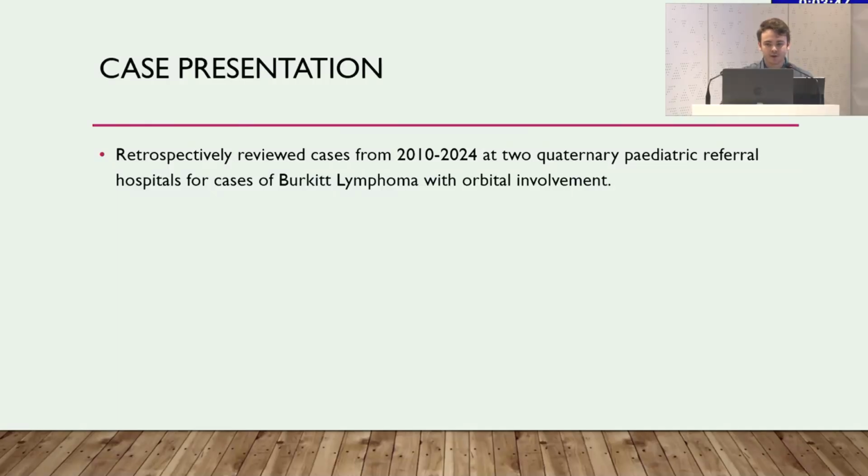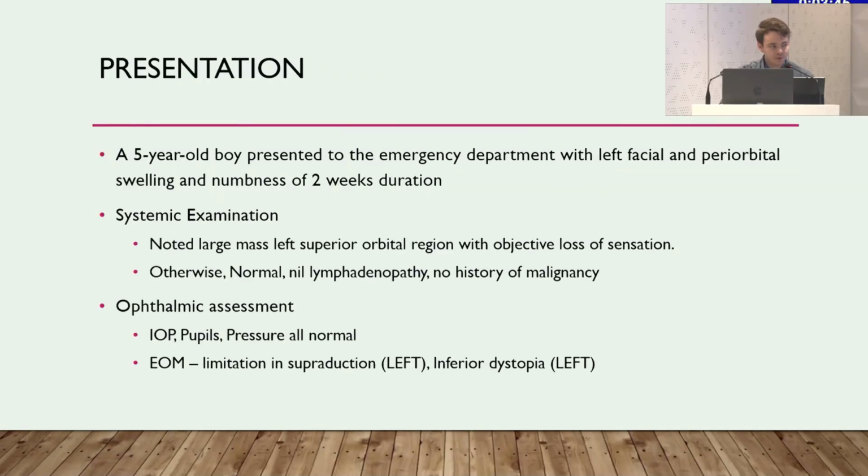of Burkitt's lymphoma with orbital involvement. We found 4 cases and we'll present one of them. This case is of a 5-year-old boy who presented to the emergency department with left facial and periorbital swelling and numbness over the V2 distribution for 2 weeks.